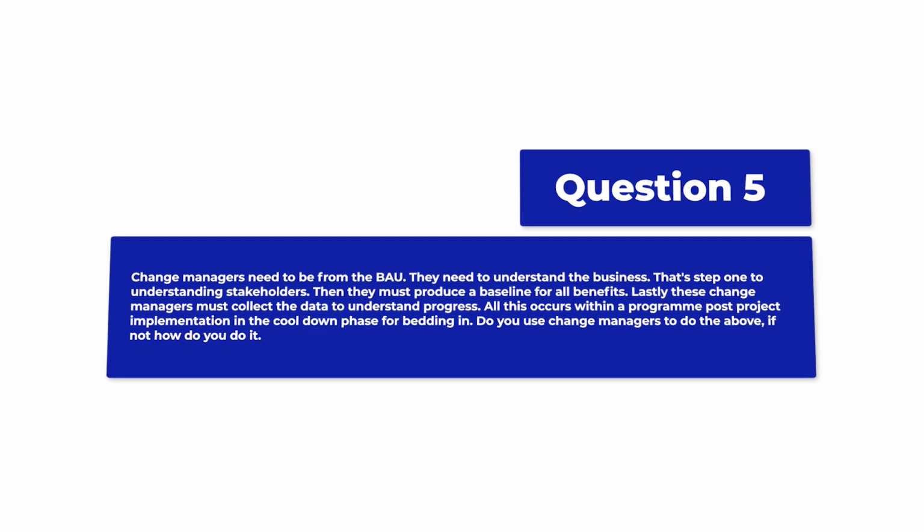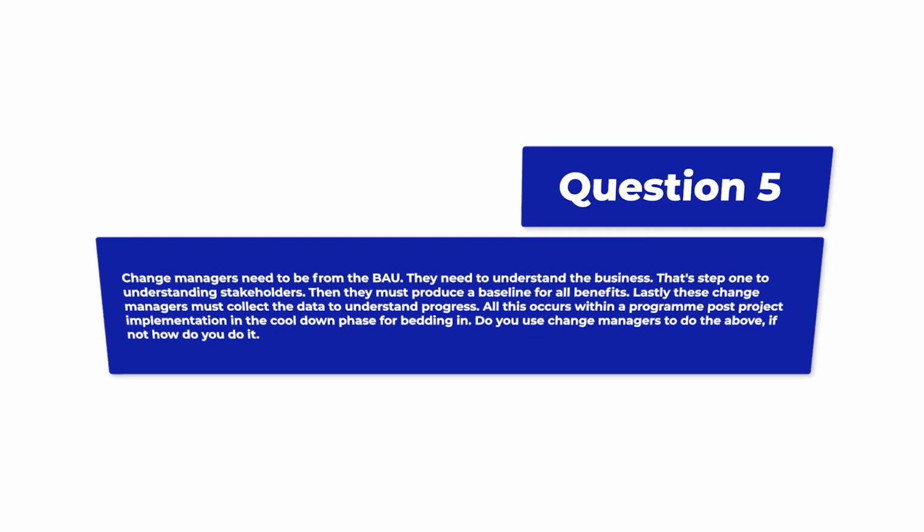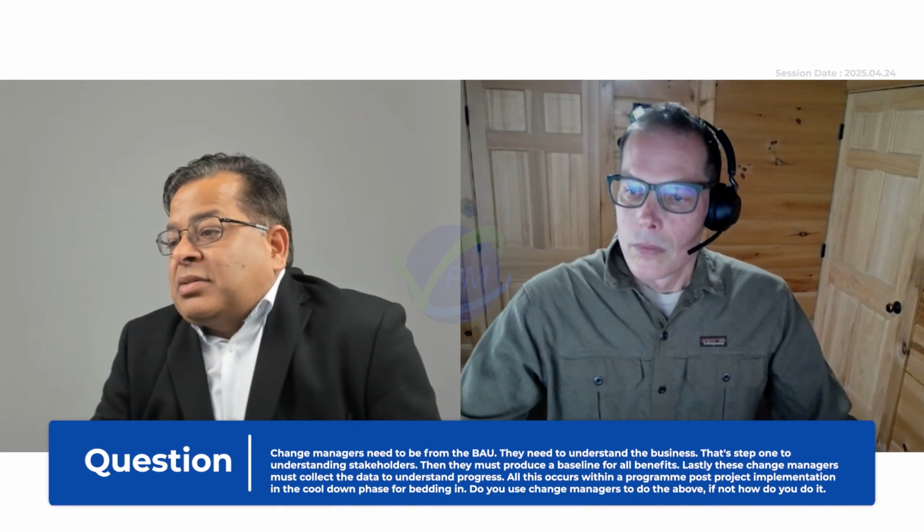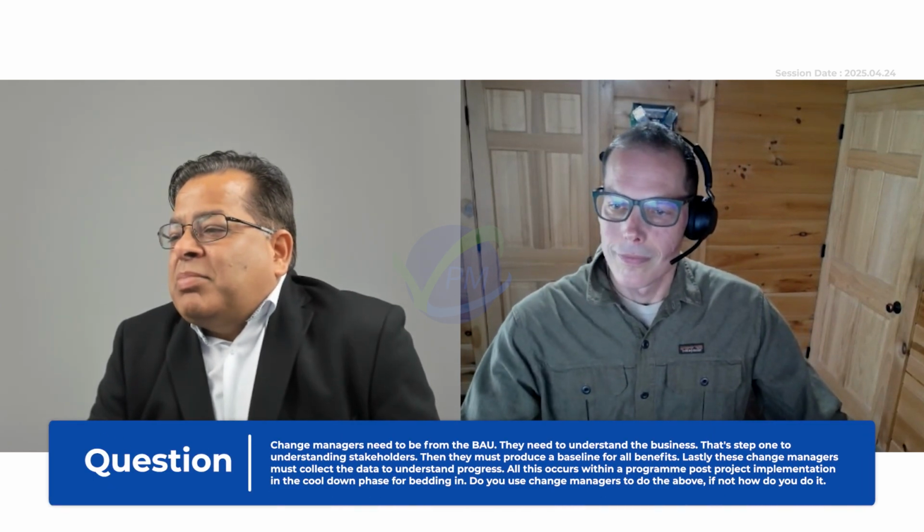Change managers need to be from BAU. They need to understand the business. That's step one, to understand the stakeholders. Then they must produce the baseline for all benefits. Lastly, these change managers must collect the data to understand progress. All this occurs within the program, post-project implementation, in the cool-down phase.